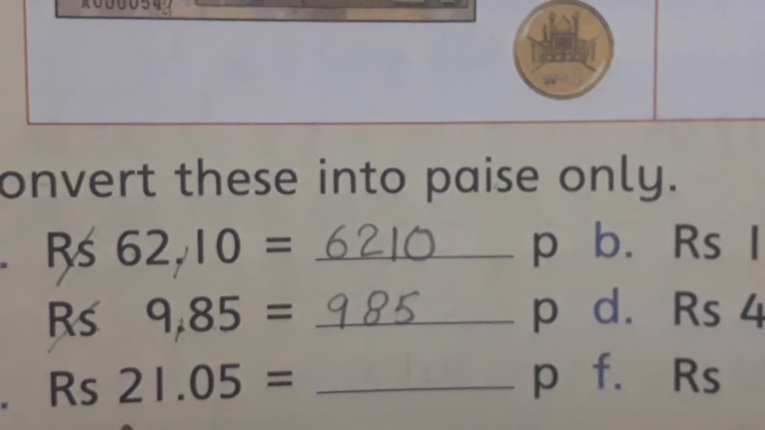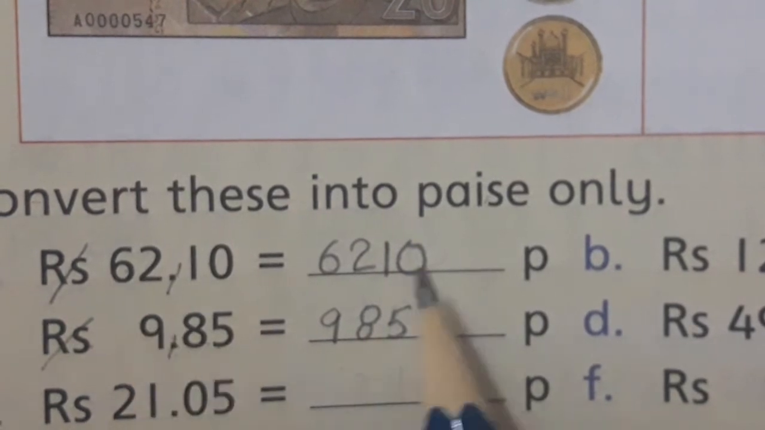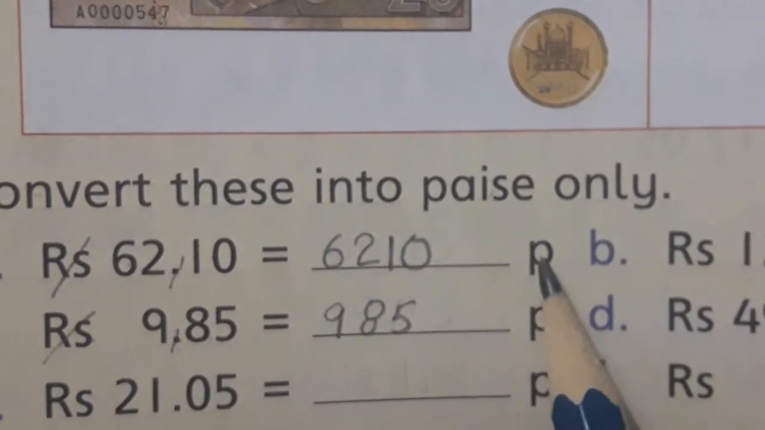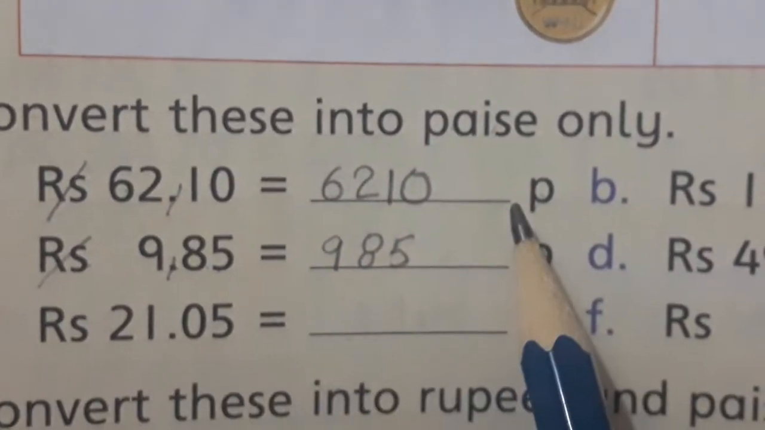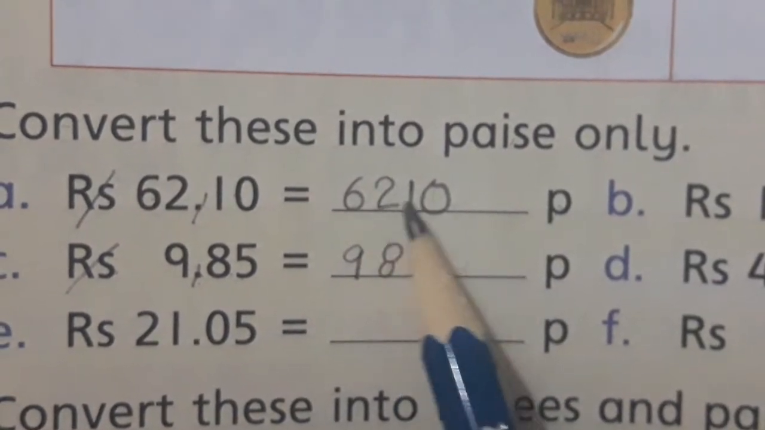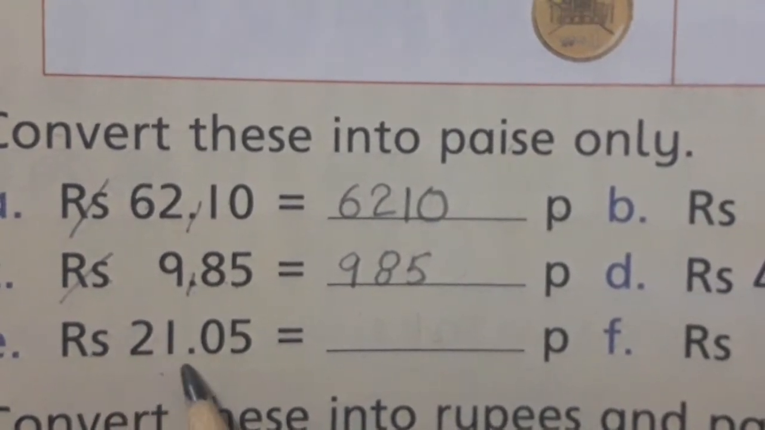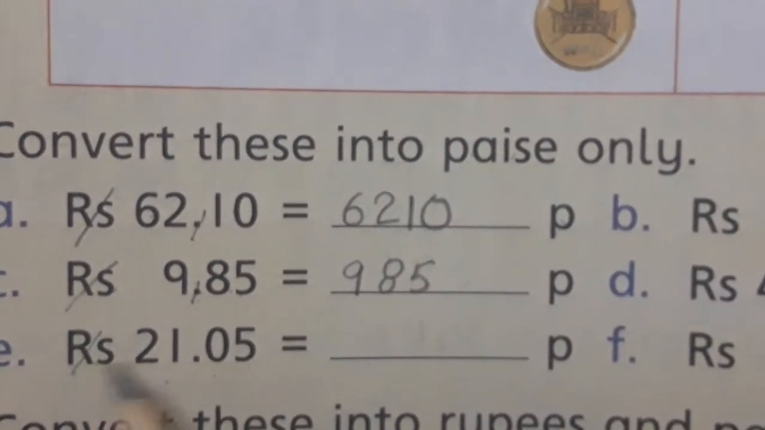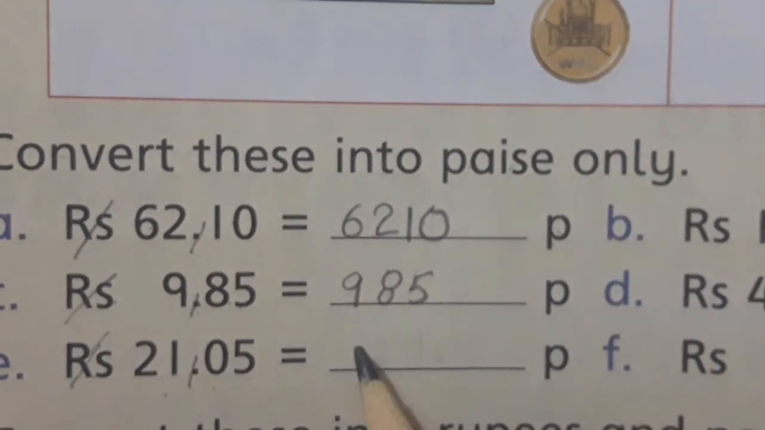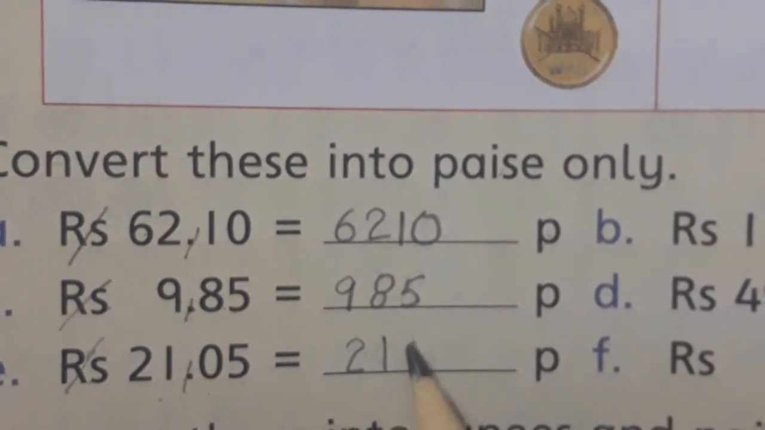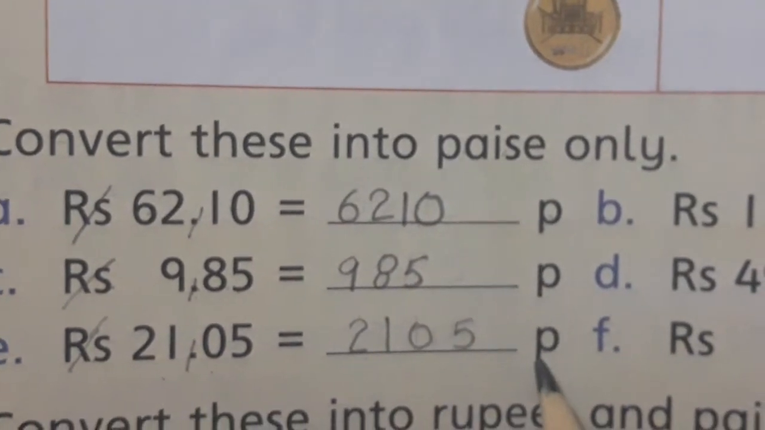And students, in this way, because we are converting rupees into paise, here they write P for paise. This is a short form of paise. But if they didn't write P in the exam, after writing this number you will write P, paise. Okay, rupees 21.05. Again we will not write rupees and not put this point. We will just write 2105 and P, which shows paise.